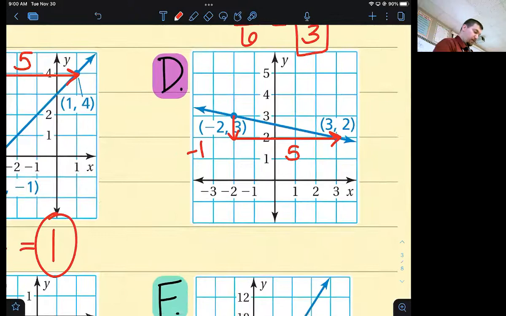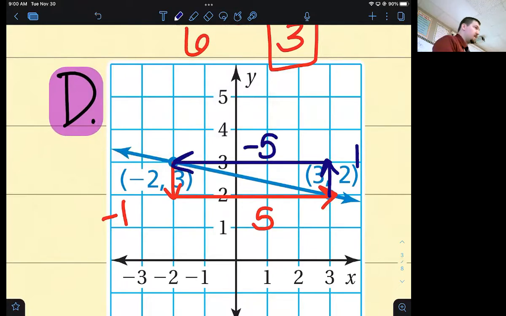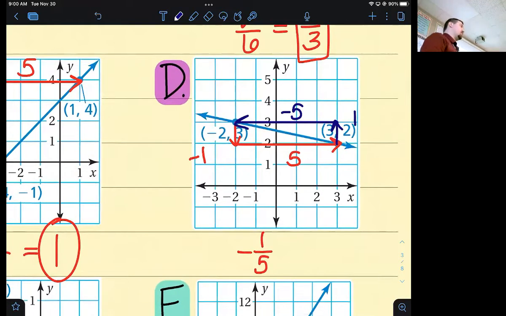Well, -1/5 is -1/5. For your slope to be negative, one of those values will be negative, not both of the values. If both of the values were negative, two negatives make a positive. So to be a negative slope, either the rise or the run has to be negative. In this case, it was the rise that was negative. But if I flip this around and go up 1, but left 5, this time it's the run that's negative. And it does not matter. Either way, I'm going to write that as -1/5.